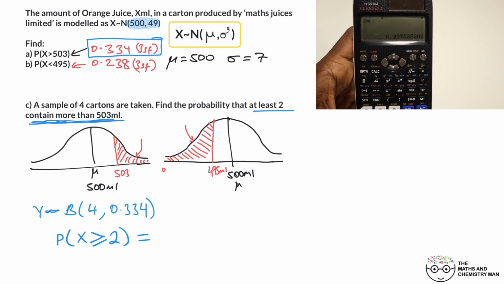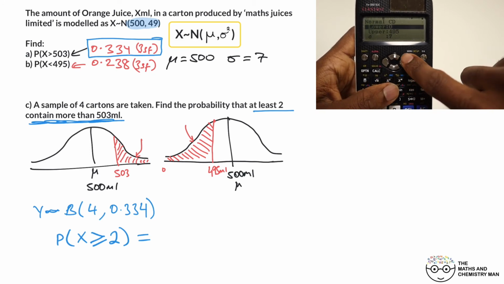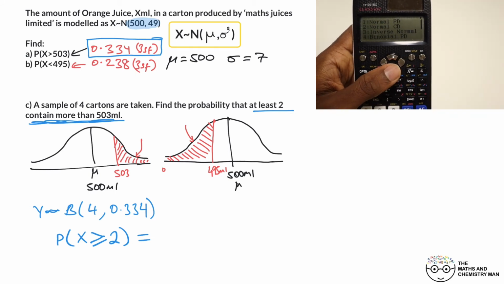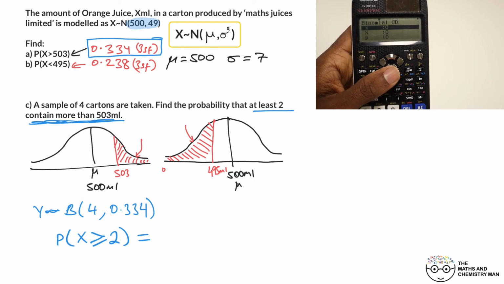So remember, how do we find this? This is very common, right? We've got binomial mixed in with a bit of normal distribution. And so what we'll need to do is head back to our menu. We need our distribution. This time we're looking for our binomial distribution, so we're going to have to scroll downwards there. Binomial CD is what we're looking for. And we'll go for variable. Now, what do we need to put in as x?